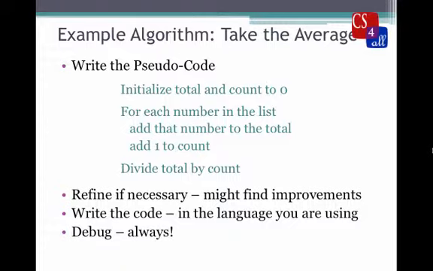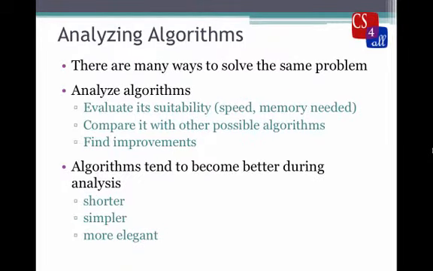First, you would initialize the variables total and count to 0. Then for each number in the list, you would add that number to the total variable, and you would add 1 to the count variable. Once you were done with all the numbers in the list, then you would divide the total by count. If we needed to, we could refine the pseudocode, but it seems pretty straightforward. Then we would write it in the programming language that we're using, and then, of course, we would have to debug it.